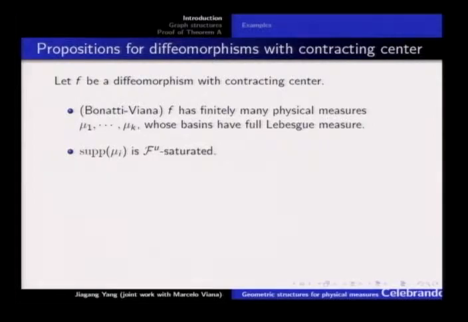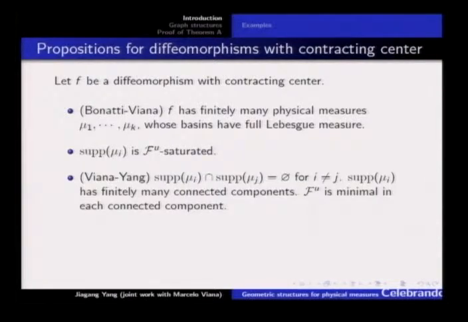So the support of the measures saturates the unstable leaves. So we know that the support looks beautiful. And in fact, we can get more information recently: the supports of the different measures are separated. And in each support, it has finitely many connected components. And in each component, the unstable manifold is minimal. So we have a picture like this.